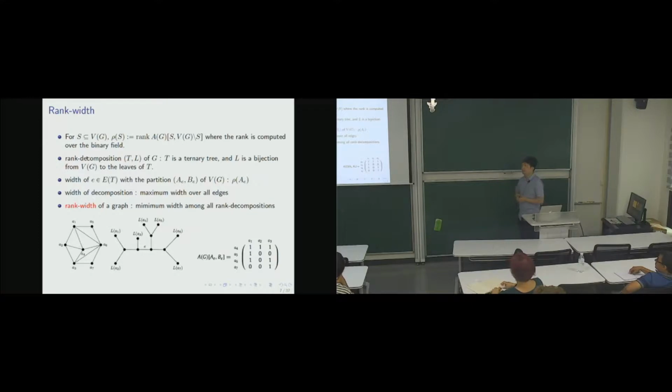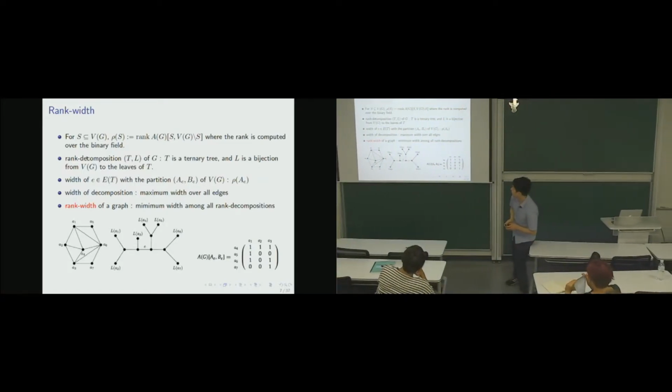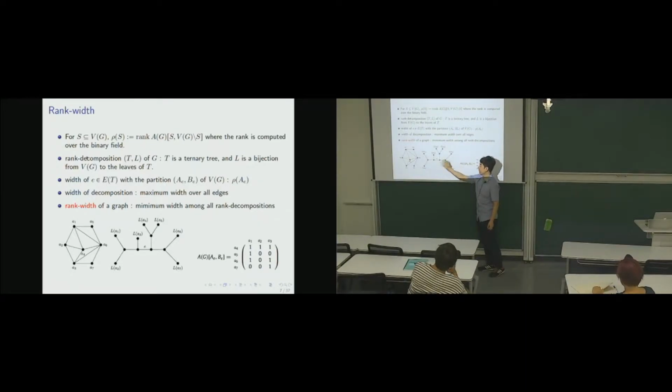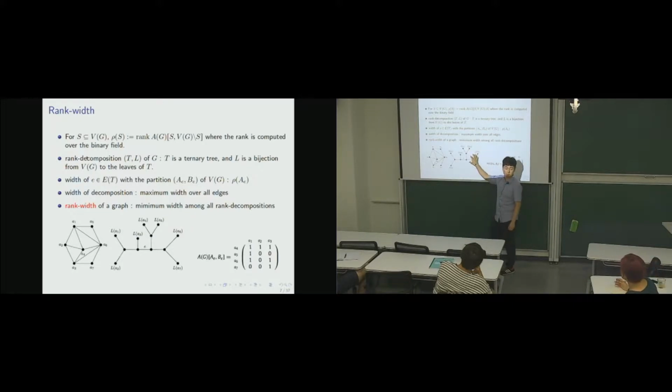Is there any question about the rank width? Can you just say again what is the rank decomposition? Sorry? The rank decomposition? So the rank decomposition is a pair of a tree and a bijection from the vertices to the leaves. So this is the rank decomposition. So for one fixed rank decomposition, you can measure the width of each edge. So the width of an edge is this: the edge partitions the vertex set into two parts, right? Because it's a tree, right? And then you compute the rank for one part.